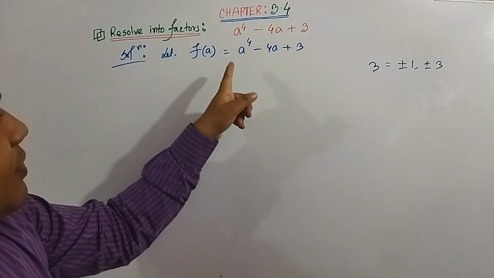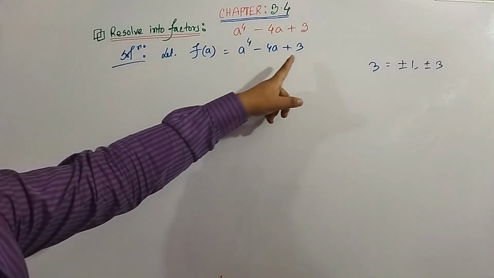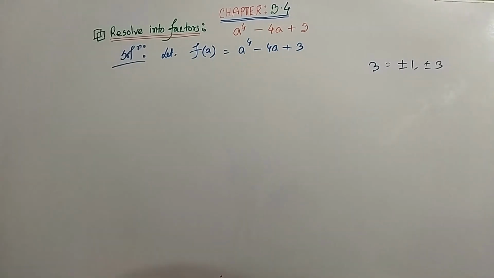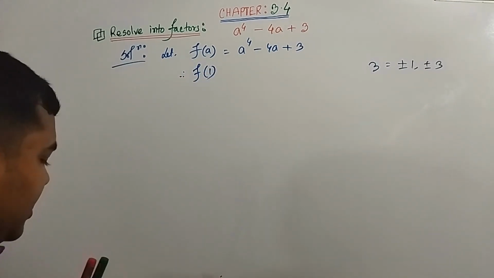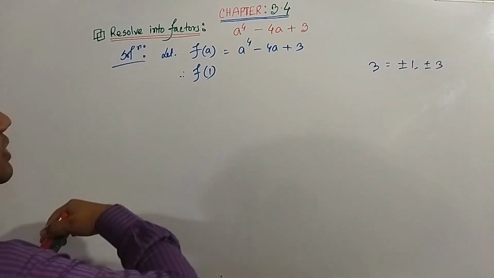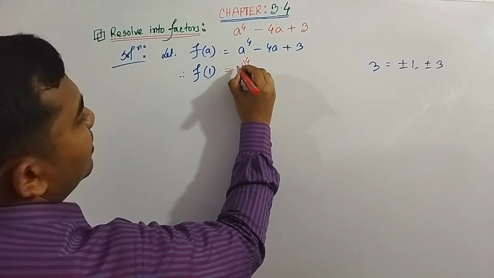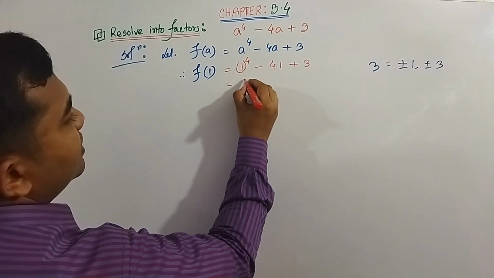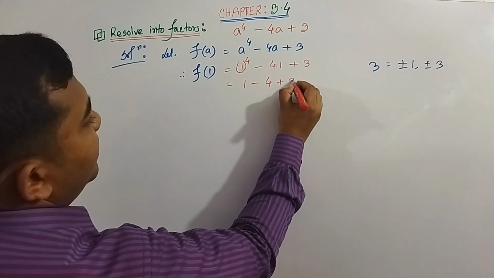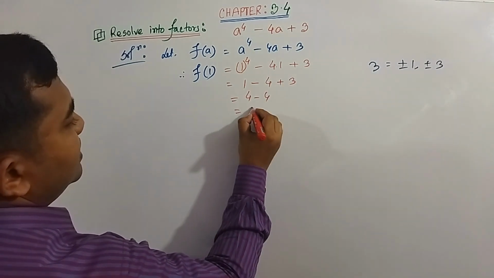First of all, if we put 1 in place of a, we get 1 plus 3, 4, and minus 4, then we'll get 0. So what about f of 1? If we put in the value 1, we get 1 power 4 minus 4 into 1 plus 3. That is 1 minus 4 plus 3. This is 4 minus 4 and that is 0.